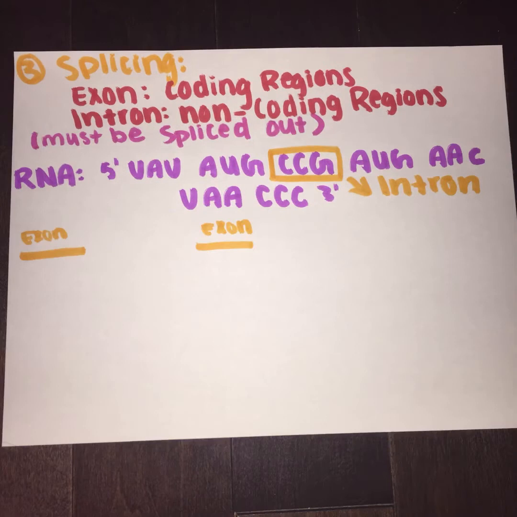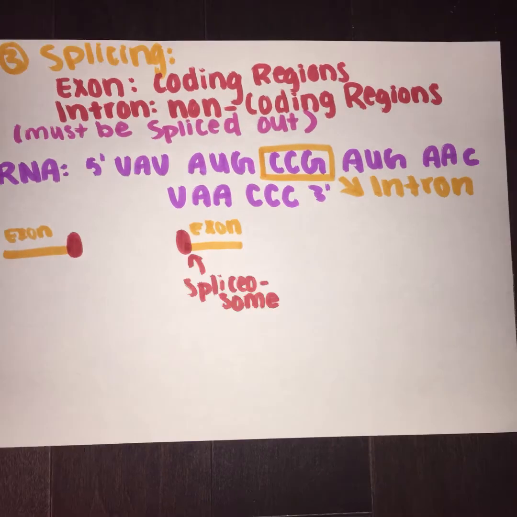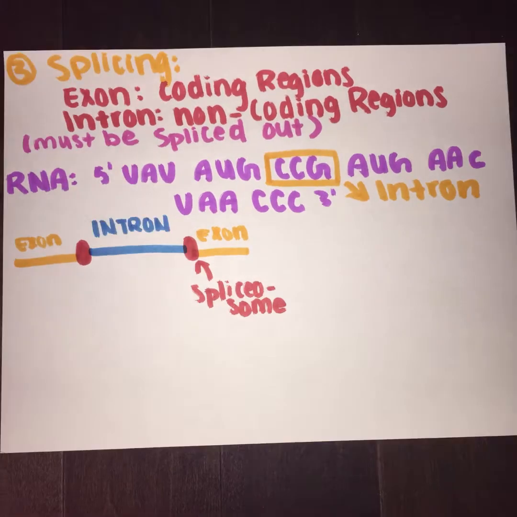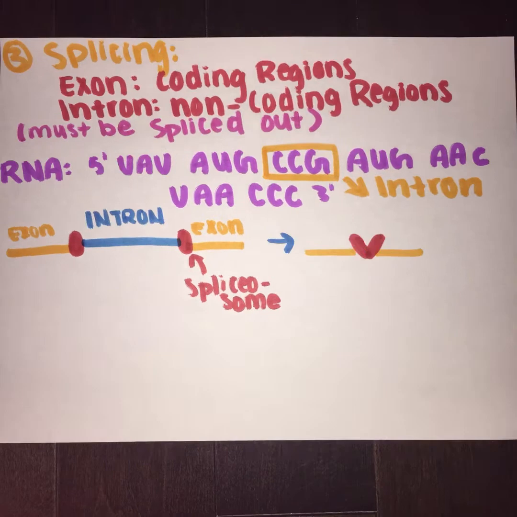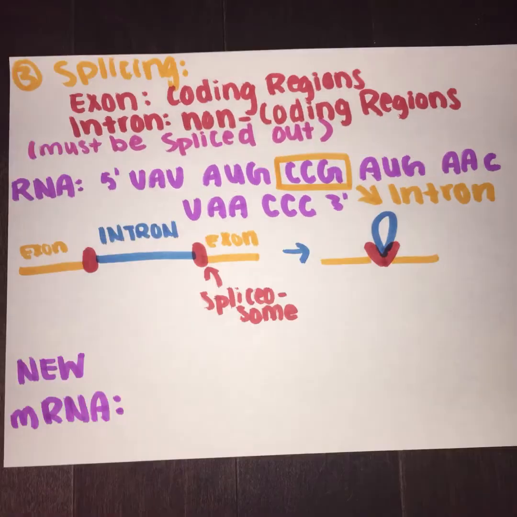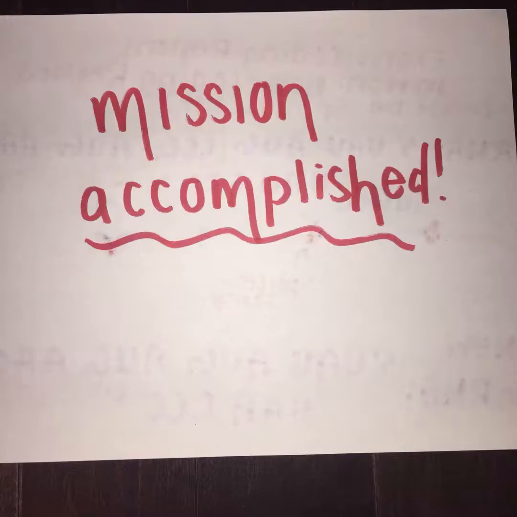So this is our intron, which must be spliced out in our RNA, and the spliceosomes come together to splice out the intron, which is a non-coding region. Mission accomplished. Our second mission is translation. So we start off with the mRNA, which enters the cytoplasm.